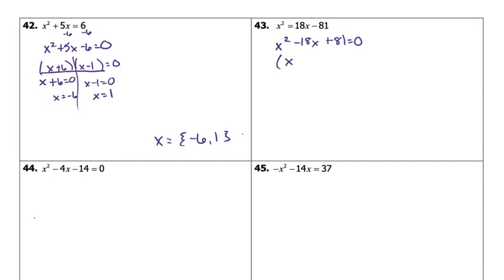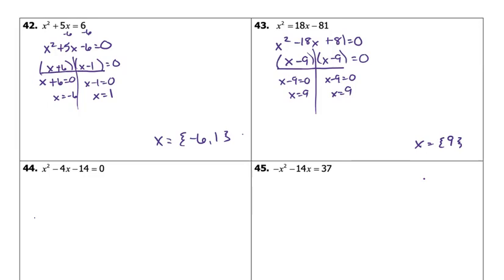And I do believe that's going to be x minus 9 and x minus 9 again. So those are both going to be negative. We tee them both up. We realize they're both the same. So x minus 9 equals 0. X minus 9 equals 0. Therefore, my solution to 43 is x equals 9. Okay, that was factoring using basic trinomials.